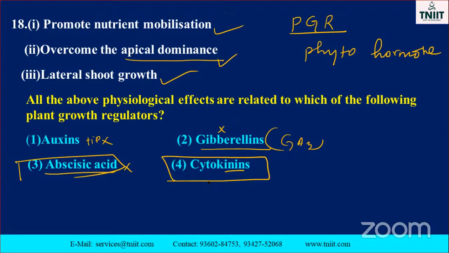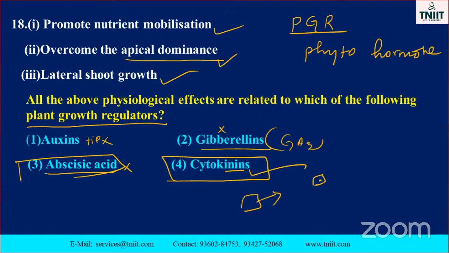Cytokinin, what is the meaning of kinin? Cyto means cell division. Then only other growth is also possible. That is the reason, sir. So the option is which one, all the above physiological processes are related to which of the following plant growth regulators? Plant growth regulator is very, very important. Which one? Cytokinin. Then only the plant will grow.